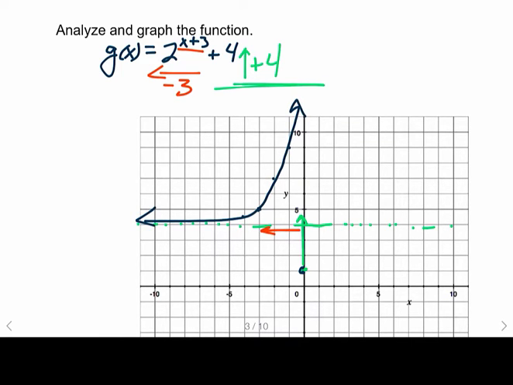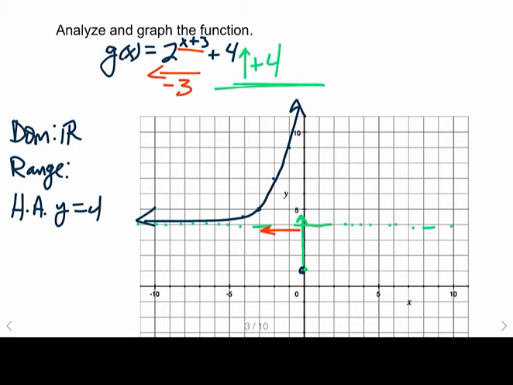Now we can jot some things down like the domain, which is going to be all real numbers. That's for all exponential graphs, or exponential functions, I should say. The range is not the same for all of them. The range is closely related to the horizontal asymptote. And in this case, the horizontal asymptote, let me go ahead and write that down, is y equals 4. And because the graph goes up to infinity, I know that that's the lower limit for the range. In other words, the range is 4 to infinity, with a parenthesis at 4.